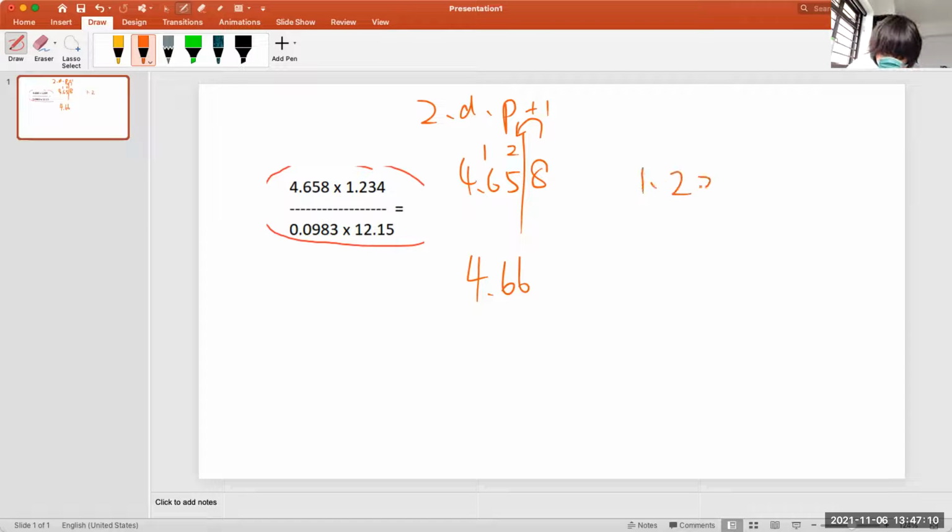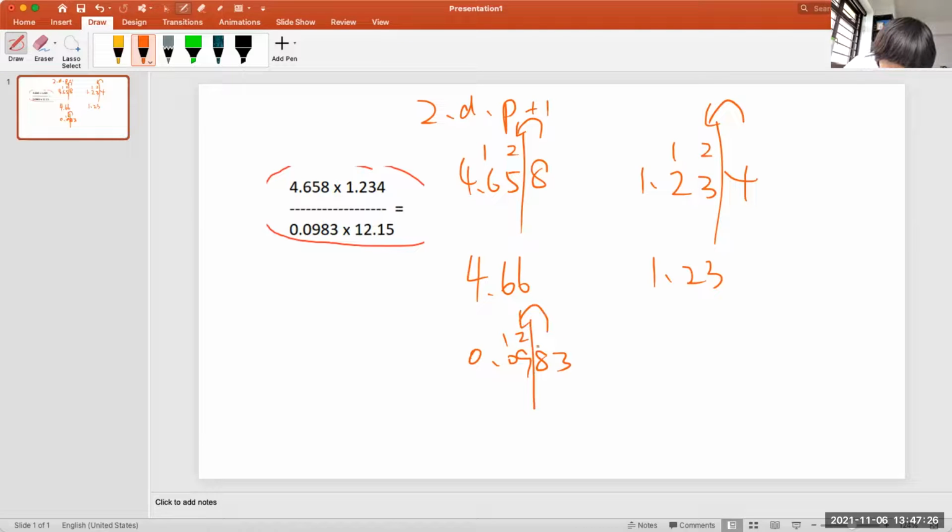Next, 1.234. This is first, this is second. Add 1 or add 0, no need to add, so it's 1.23. Next, 0.0983. This is my first decimal place, second, so add 1, add 0, add 1, 0.10.